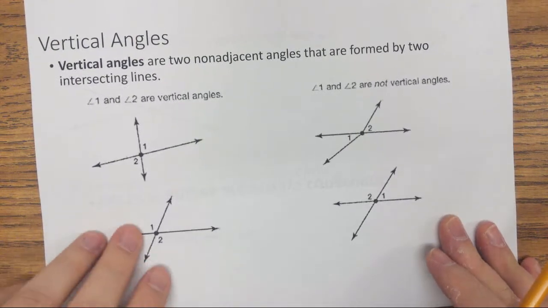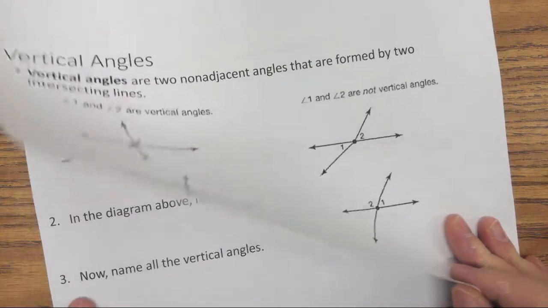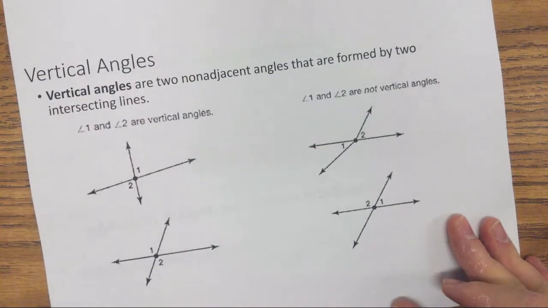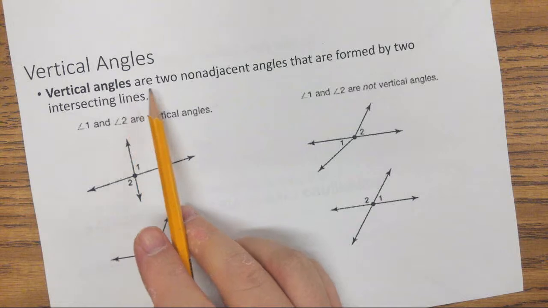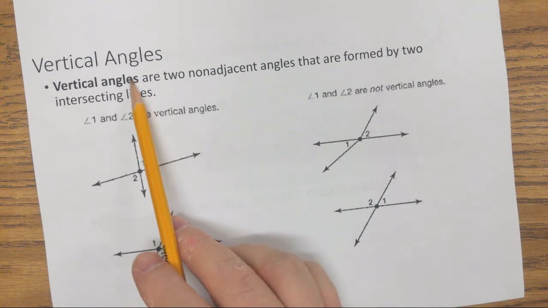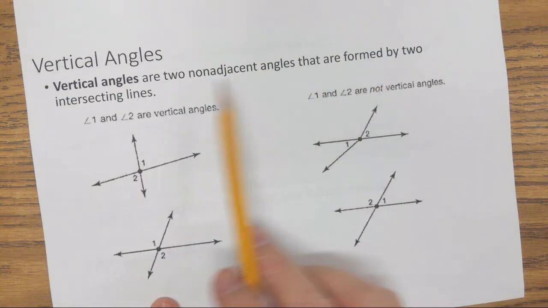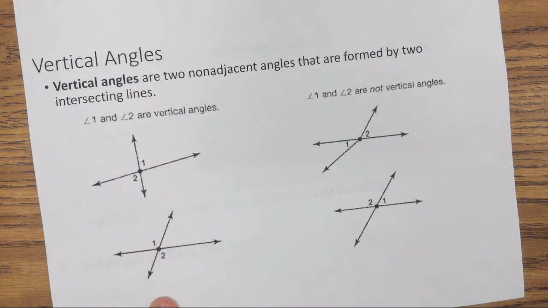All right. Last few things coming up here. Vertical angles is the last vocabulary word. They're two non-adjacent angles that are formed by two intersecting lines.